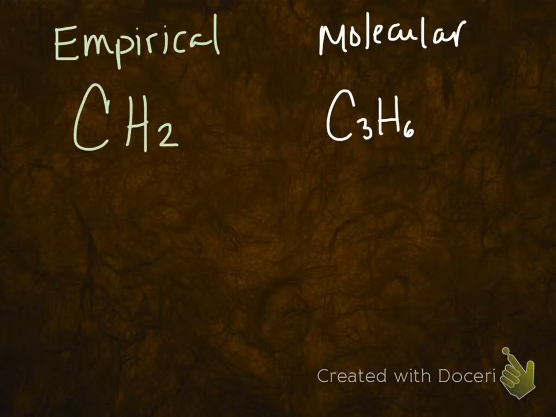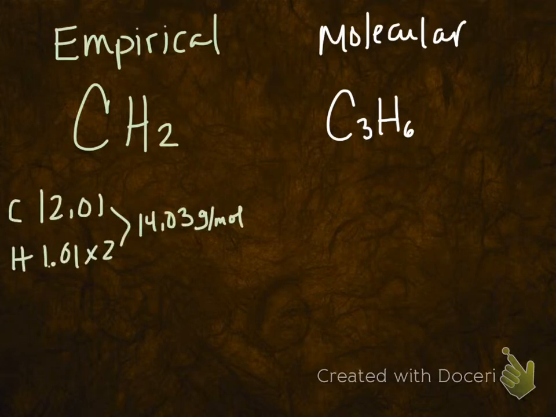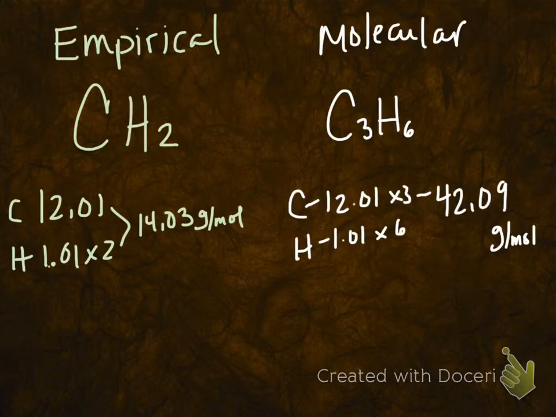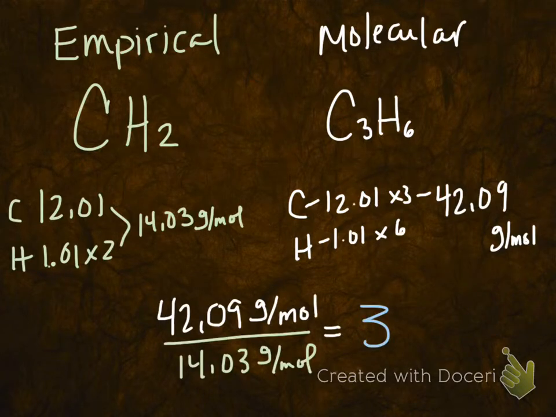Let's try an example in sort of the forwards direction, one where we already know the empirical and molecular formula, and let's see if we can figure out what the multiplier x is. Well, we know that the empirical formula mass for this compound is 14.03 grams per mole, and the molecular formula mass is 42.09 grams per mole. When we divide the molecular formula mass by the empirical formula mass, we get a multiplier of 3. And sure enough, if we were to take the subscripts in the empirical formula and multiply them by 3, we would get the subscripts in the molecular formula.